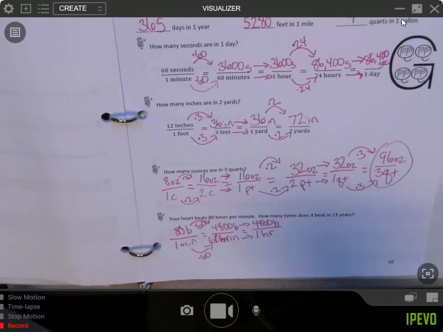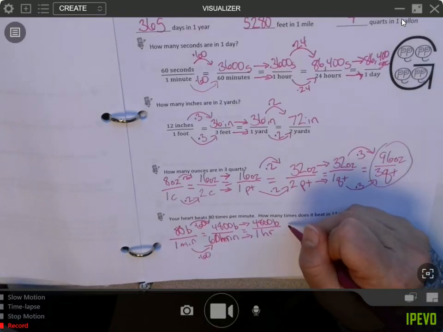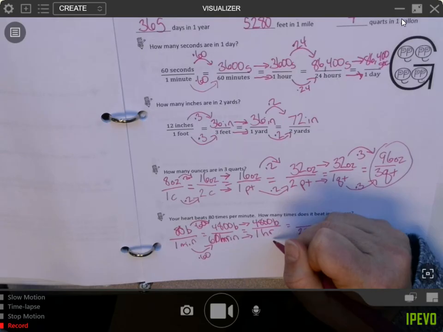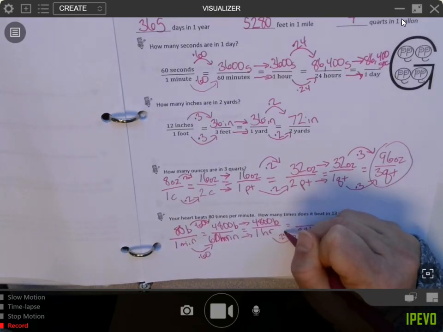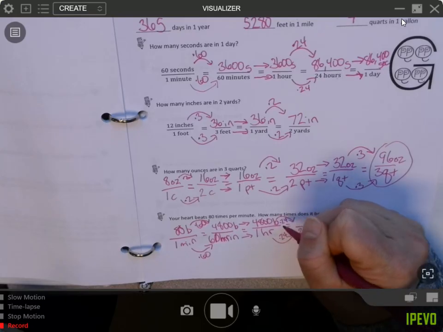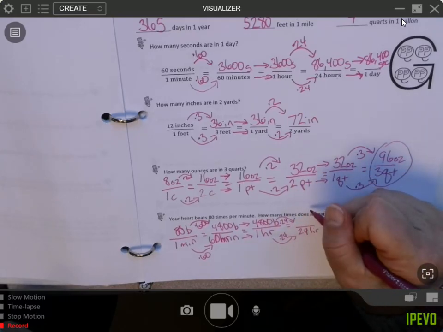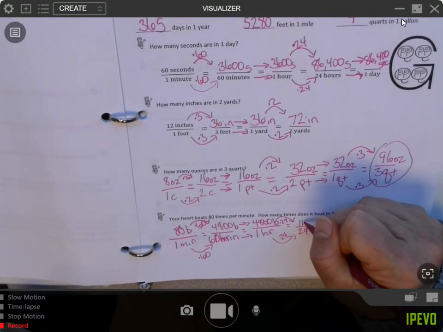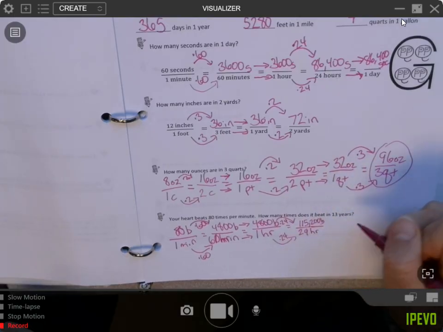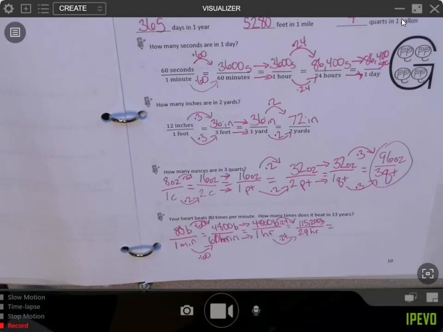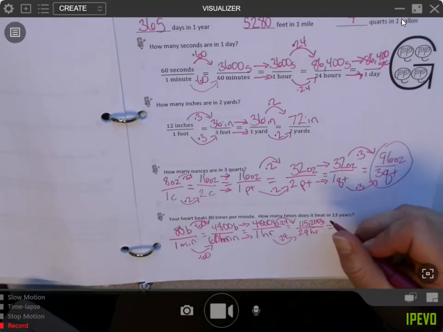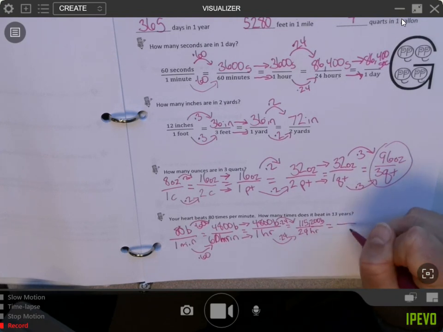Robbie, what's next? There's 24 hours in a day, so you multiply 4,800 by 24. We're multiplying both sides by 24 because there's 24 hours in a day. 4,800 times 24 is 115,200. What would I do next? Robbie? And then that's 1 day, and there's 365 days, so you multiply it.